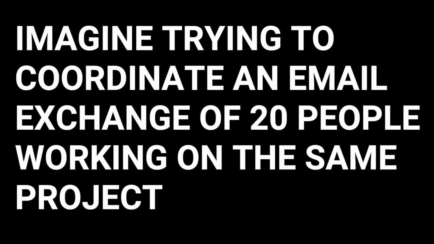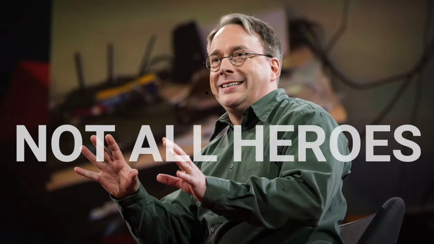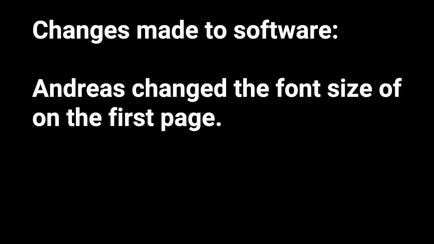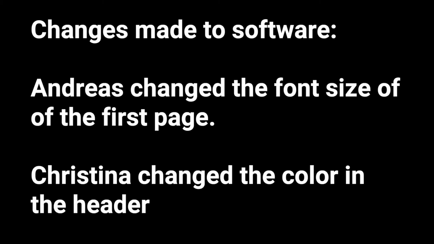To solve this problem of coordinating all the work between developers, Git was invented by Linus Torvalds. Git is a version controlling system. Git keeps track of all the changes that are ever made to the software. So if 20 people have made changes to a software, there's a list of every single change that has happened to the software, like Andreas changed the font size on the first page, Christina changed the color in the header. This is absolutely amazing because if something is broken later, you can see all the changes that have ever happened to the software and try to figure out what the problem is.